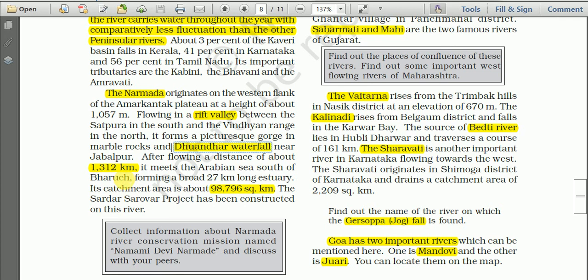After flowing a distance of about 1312 km, it meets the Arabian Sea south of Bharuch, forming about a 27 km long estuary, that is the mouth of the river where the fresh water of the river meets directly with the sea water. The catchment area is about 98,796 square kilometers, and the Sardar Sarovar project has been constructed on this river.